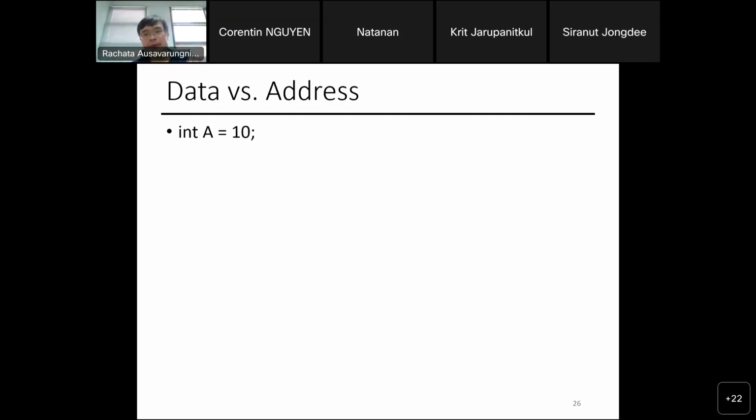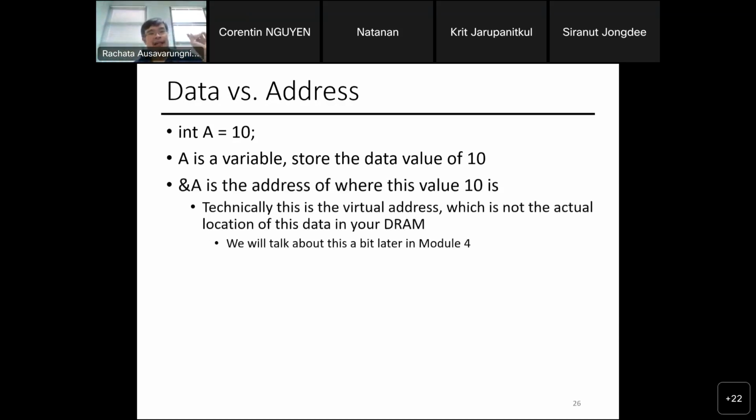In A equals 10, A is a variable. The data value of A is 10. So the value of this is 10. If I put an ampersand, it means I want to make a reference. I want to get the address of where this value 10 is located in DRAM. Ampersand A will get you the address.